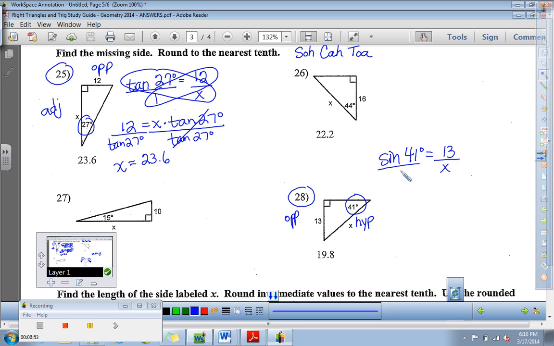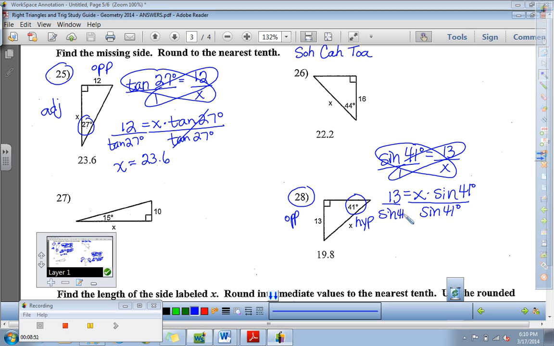Once again, our variable is in the denominator, that makes it a little more difficult. You have that one extra step. So 1 times 13 is 13, and then we have x times the sine of 41. We need x by itself. Divide both sides by the sine of 41 degrees. So x, if you plug in 13 divided by sine of 41, you should get 19.8. It's approximately equal to 19.8.